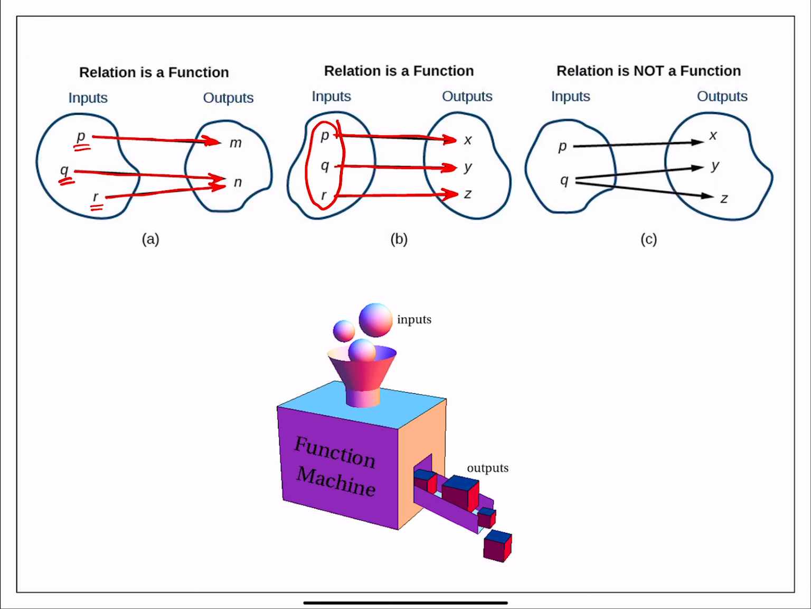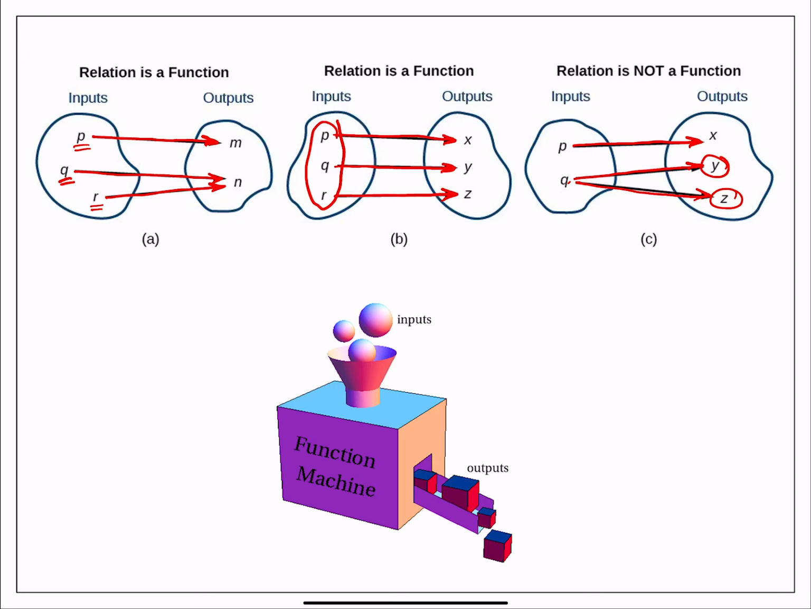Why is it not a function? P goes to X, that's okay. But look at Q. Q is a toss-up. Either we could go from Q as an input and we get out Y, or we put Q in as an input and we get out Z. So either one. And it's kind of a toss-up which one we're going to get. That's what makes it not a function. We want a scenario where we put something in and we know exactly what we're going to get out. That's what we're going for. We put something in and we know exactly what we're going to get out.